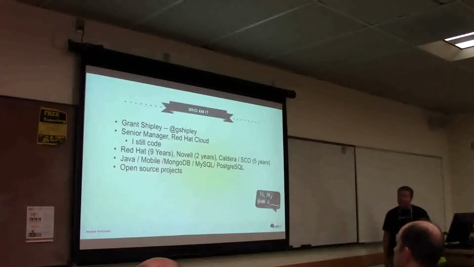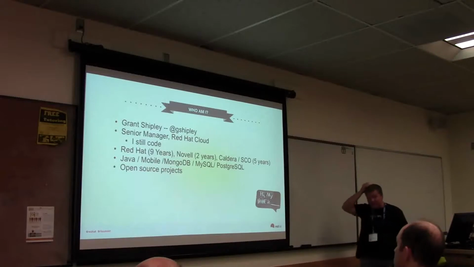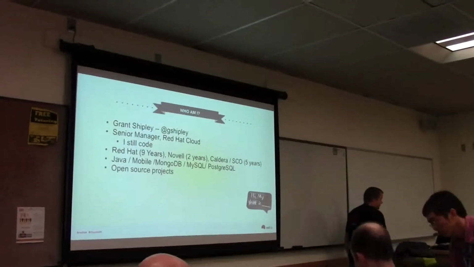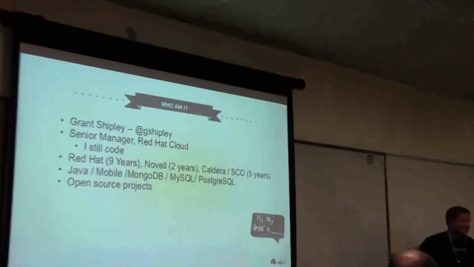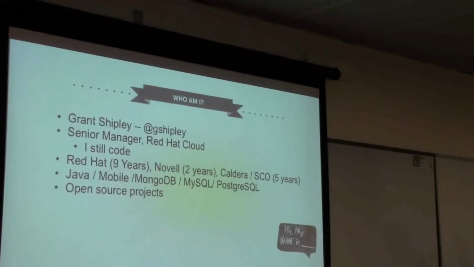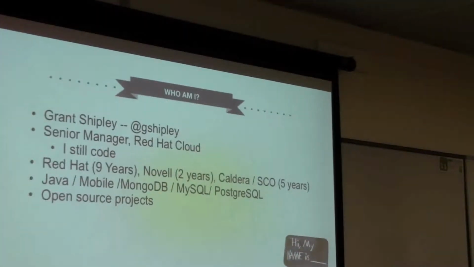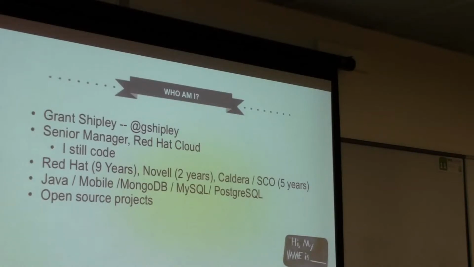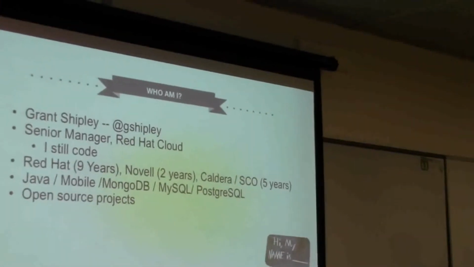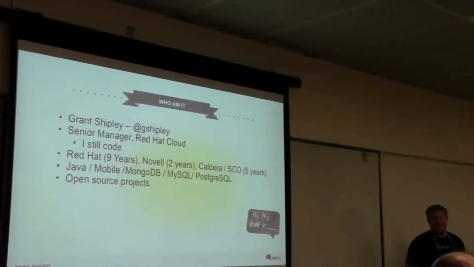So for those that don't know me, my name is Shipley. I'm a senior manager of the cloud products at Red Hat. I still code. I work on a lot of open source projects, so don't discount what I say just because I'm a manager. I've been at Red Hat for about 9 years. Before that, I worked at Novell and Caldera and Scope for 2 years. I've been a Java developer for the last 15 years, but I kind of threw away Java about 4 years ago, and I moved over to PHP of all things and Node.js recently.